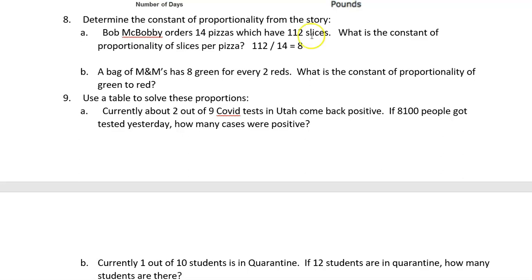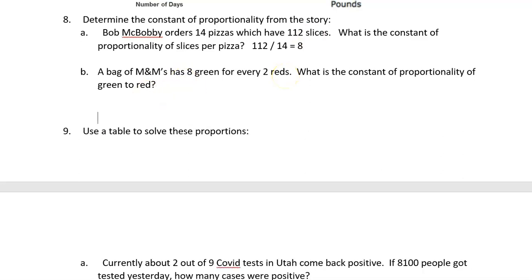Constant proportionality is 8. A bag of M&Ms has 8 greens for every 2 reds. What is the constant proportionality of green to red? 8 divided by 2, 4.